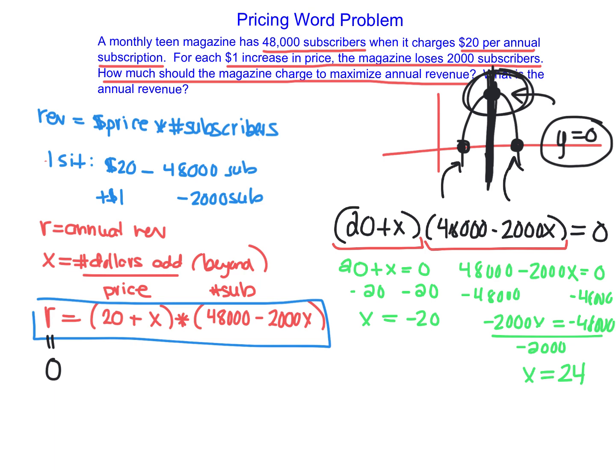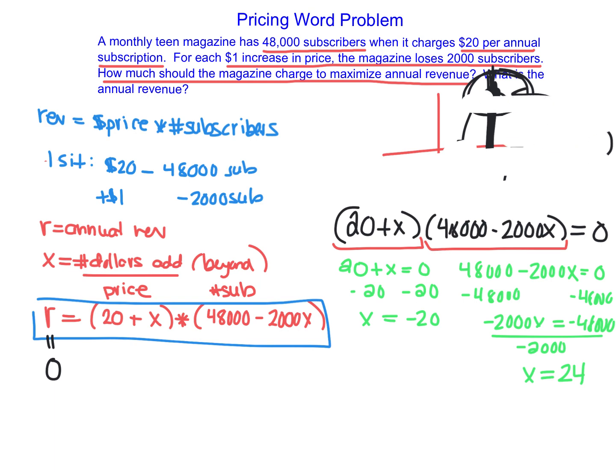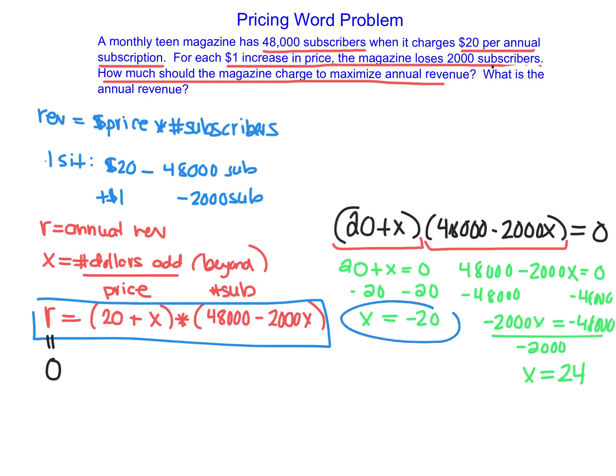So what I notice here is that my graph here really isn't that accurate. And so I'm going to draw a new graph here, a new coordinate plane, and I'm going to estimate where my x-intercepts lie. Here I can see I have an x-intercept at negative 20 and an x-intercept at 24.